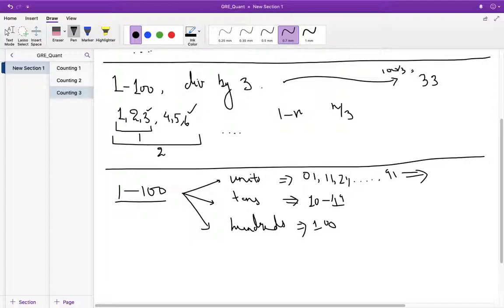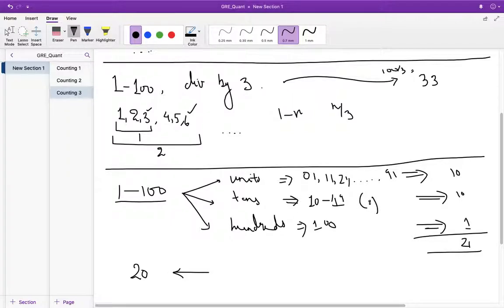So these would turn out to be 0 to 9, which is 10. These would turn out to be 10 to 19, which is still 10. And these would turn out to be just 100, which is 1. So the total number of ones would come out to be 21. The total number of numbers with ones in them would turn out to be 20. And the reason for that is that the number 11 gets repeated both in the calculation for units and in the calculation for tens.